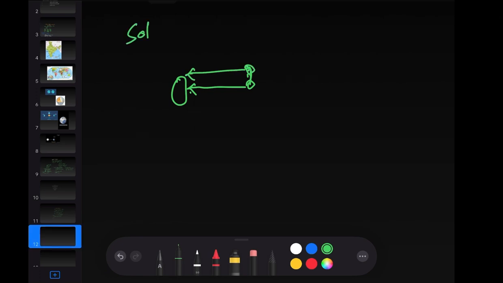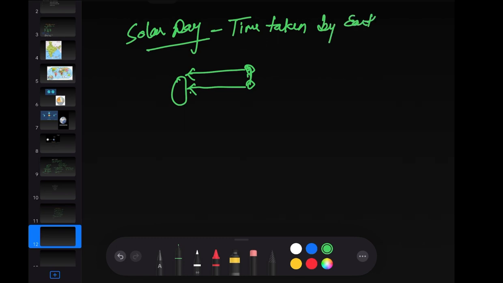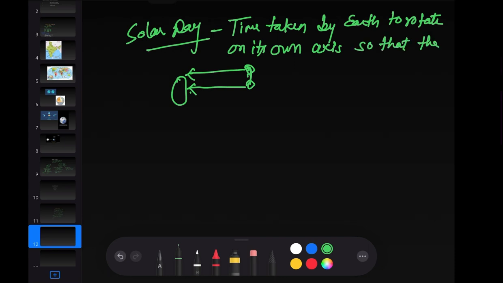Solar day is a time taken by earth to rotate on its own axis so that the sun appears in a same position.